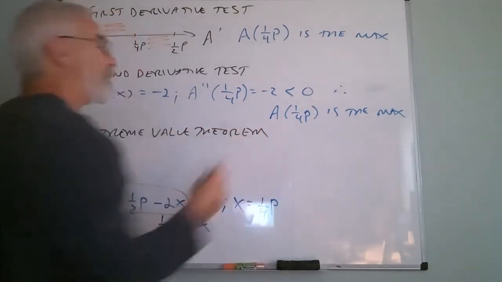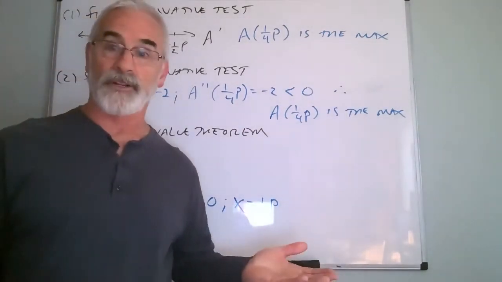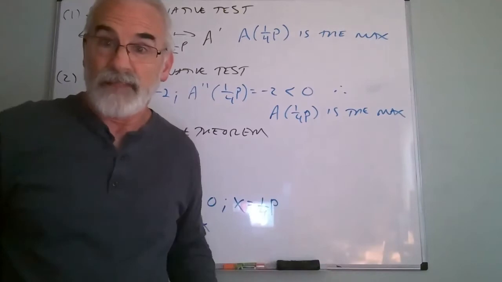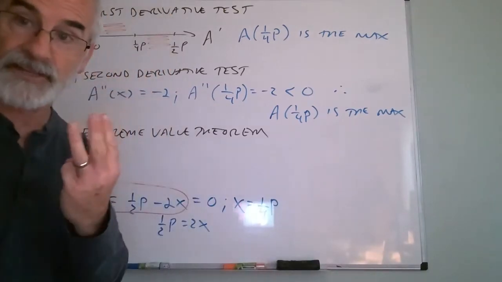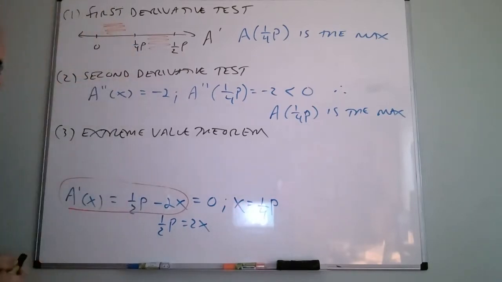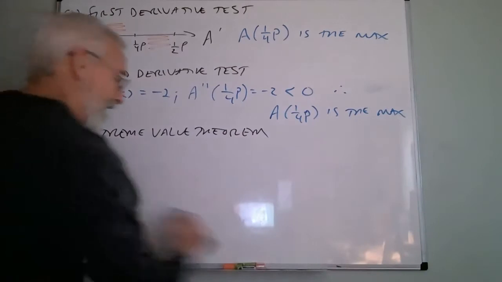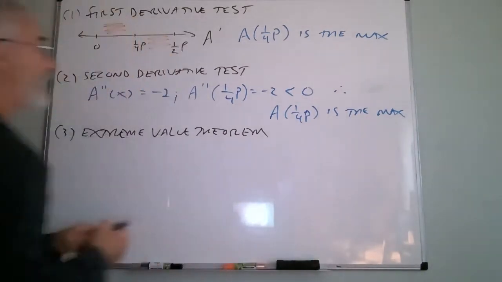The extreme value theorem says basically I check the endpoints and I check the critical number in the interval. That's it. So I have to check 3 values in this case: the endpoints 0 and 1/2 p, and 1/4 p. Whichever one yields the largest number wins. And I check those in the actual area function.